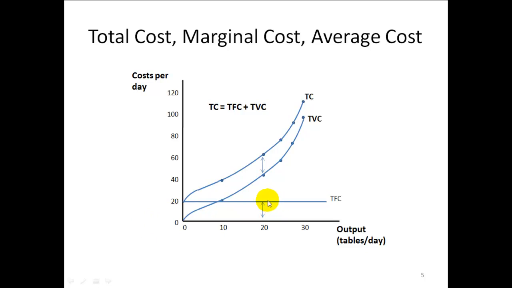What is total variable cost? As you produce more and more goods, your variable cost increases. So the total variable cost will start at zero and keep going up as you produce more product. And what's total cost? Total cost is simply the sum of total fixed cost and total variable cost.